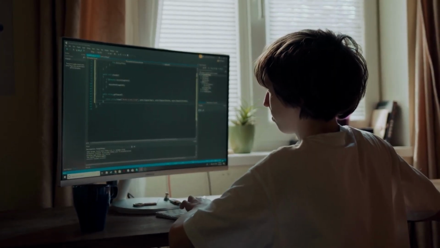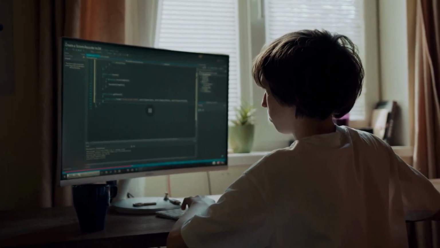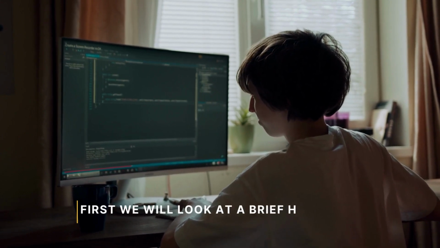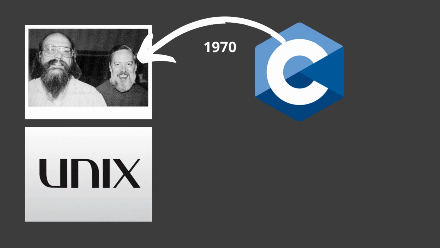Before we start explaining the key differences between the two languages, we will look at a brief history. C was developed by Dennis Ritchie at Bell Labs in the early 1970s. He created the language to work on the Unix operating system. The initial version of C was based on an earlier language called B, which was developed by Ken Thompson. C was designed to provide more flexibility and better performance than B.